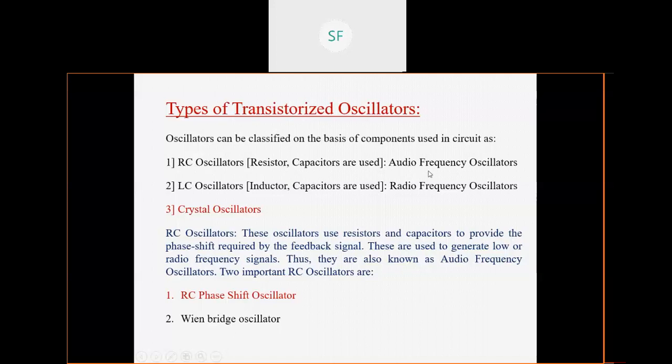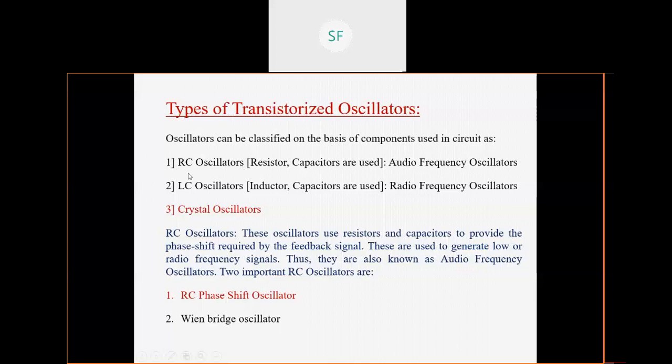It is also called an audio frequency oscillator because the output frequency of these oscillators falls in the audio range from 20 Hz to 20 kilohertz. This is our audio range. I hope you all must know it. The audio range of our human ear is 20 Hz to 20 kilohertz.